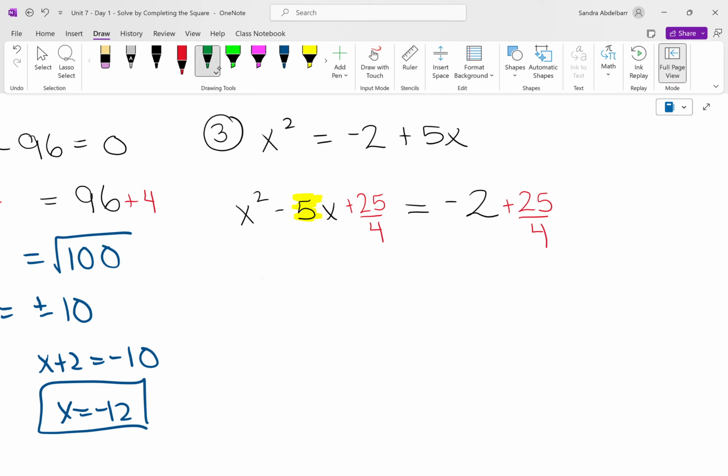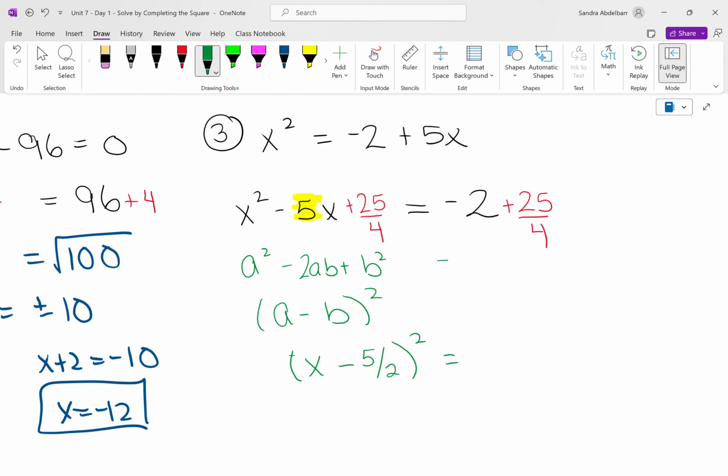So our left side ends up becoming a perfect square trinomial. So remember, this is a squared minus 2ab plus b squared. So this will end up as a minus b quantity squared. So my a is x. If my b squared is 25 over 4, what's b? 5 over 2. 5 over 2, you got it.